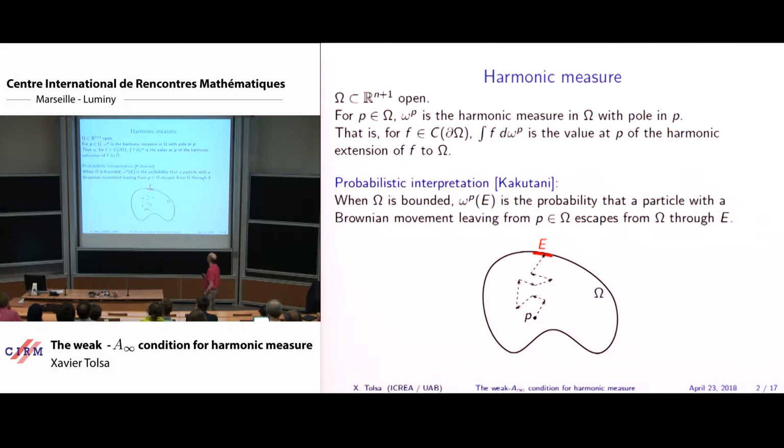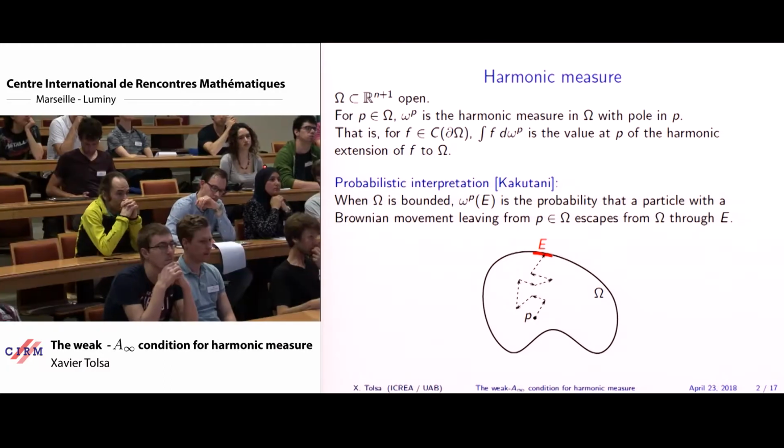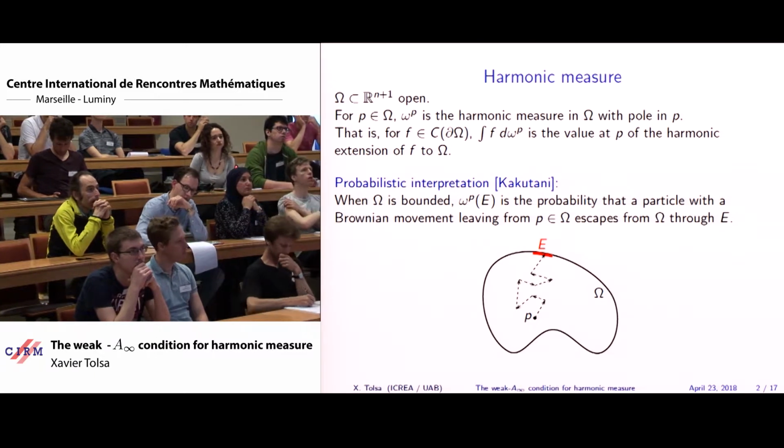Also, there is a very nice and classical probabilistic interpretation due to Kakutani, which is this one. If we have omega bounded, then given a set E in the boundary of omega, omega sub P of E coincides with the probability that a particle with Brownian motion leaving from P leaves the domain omega through E. So this coincides with the harmonic measure of E.